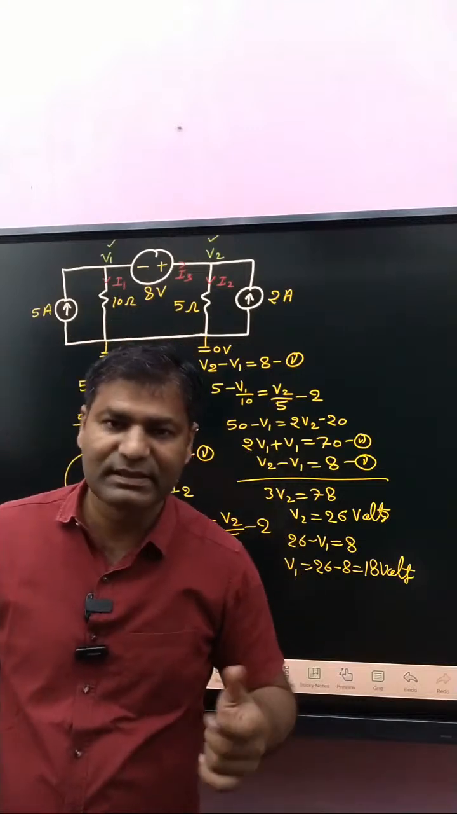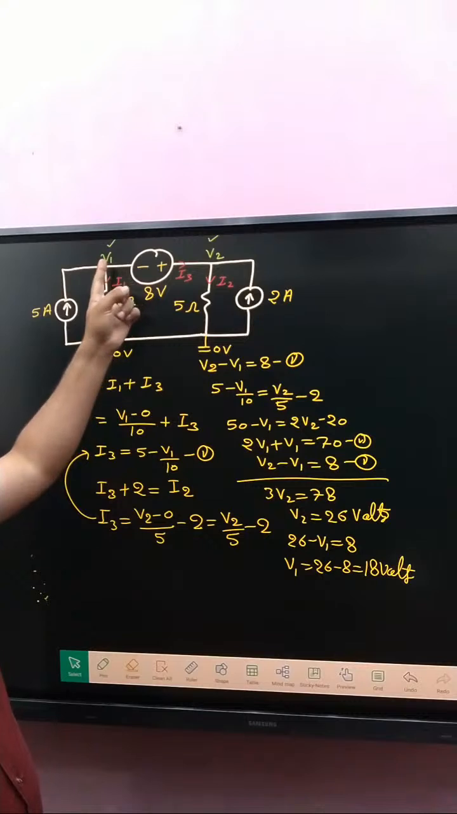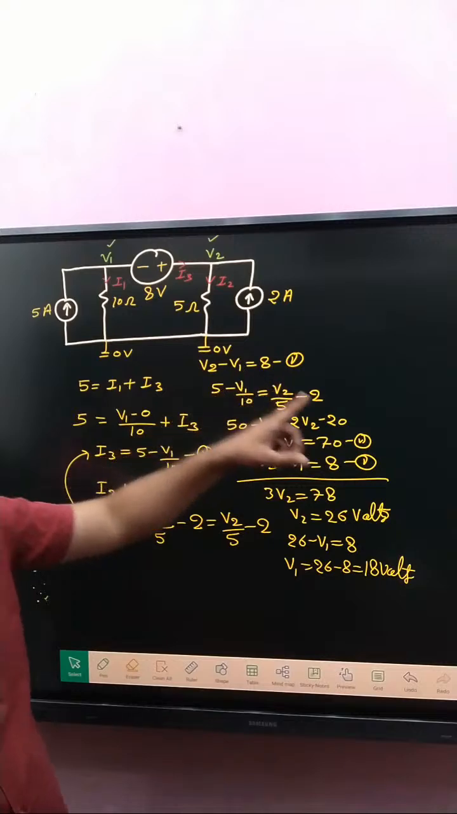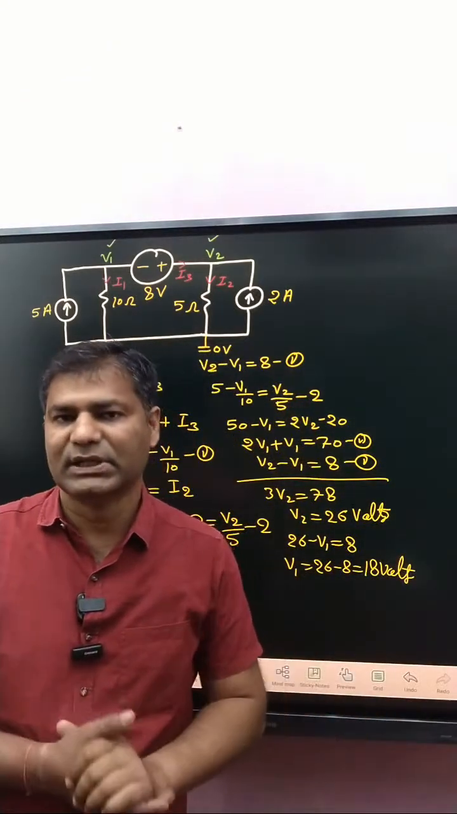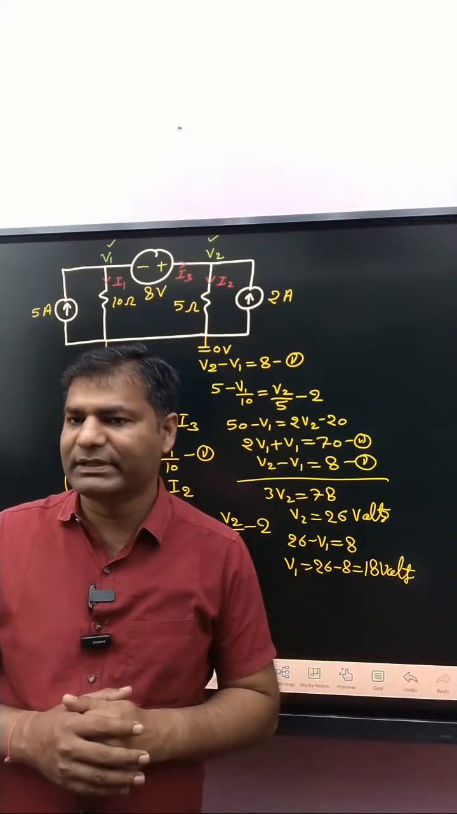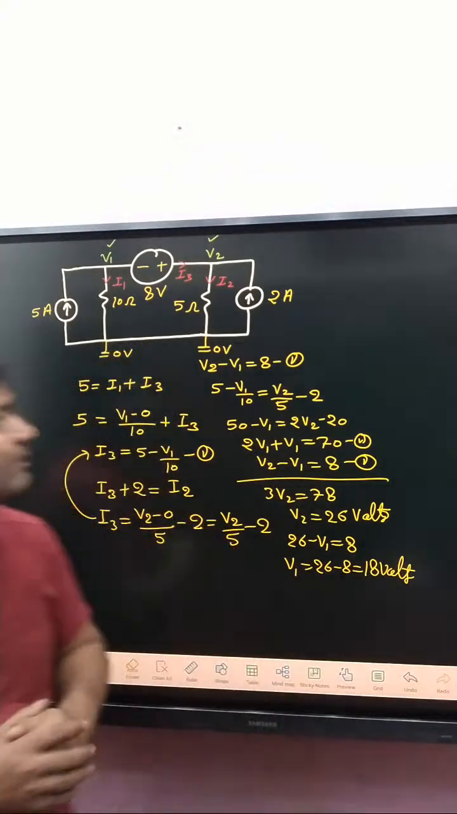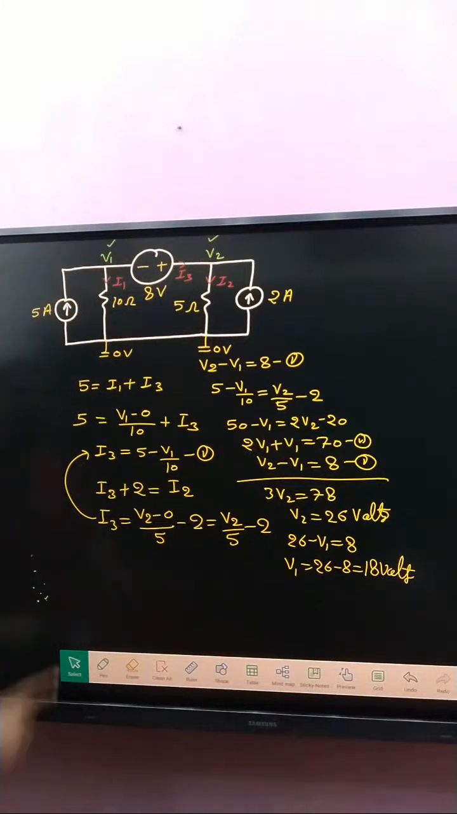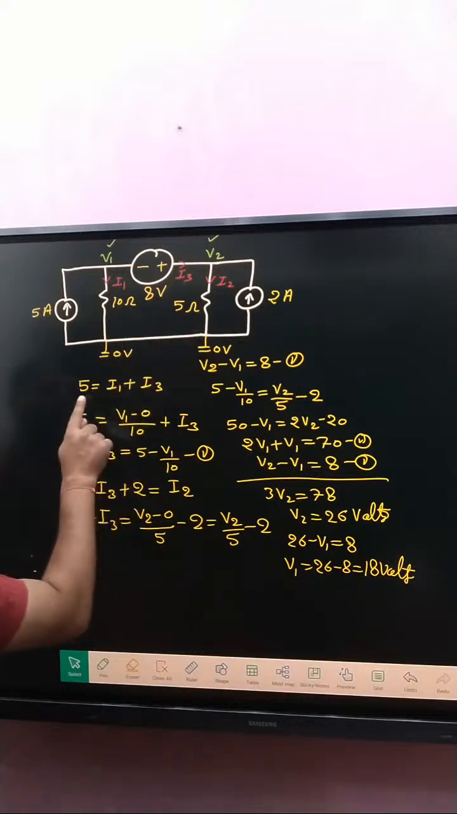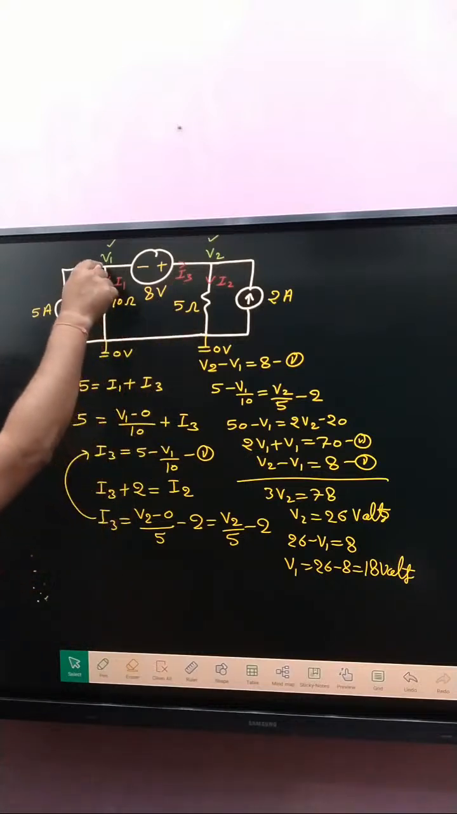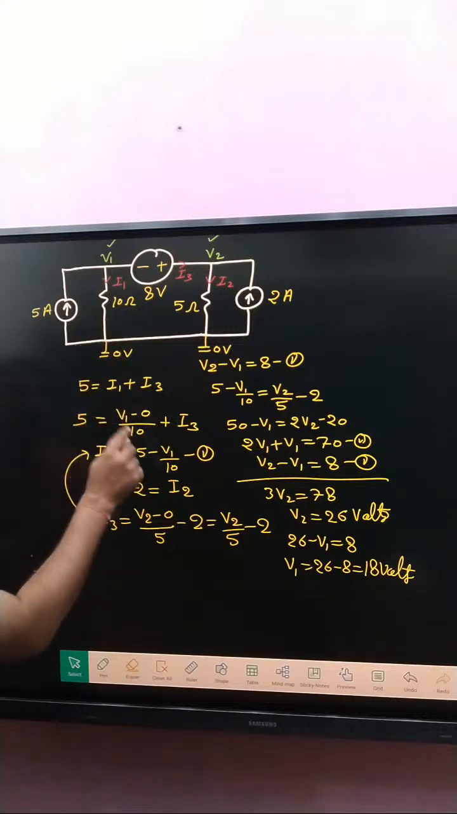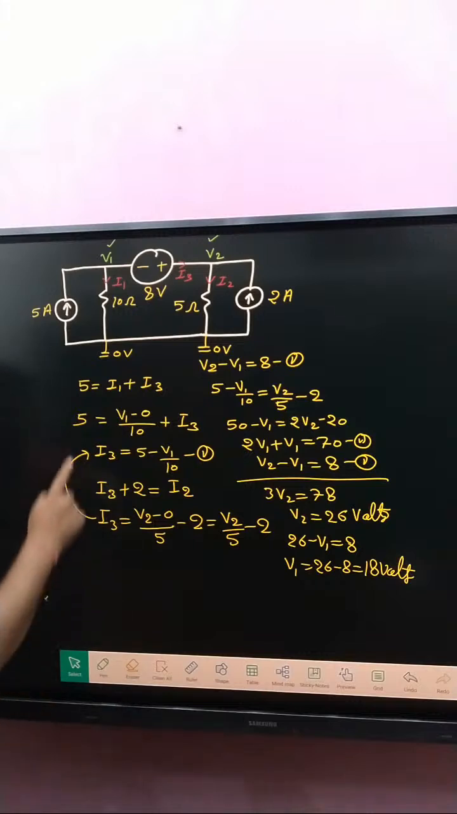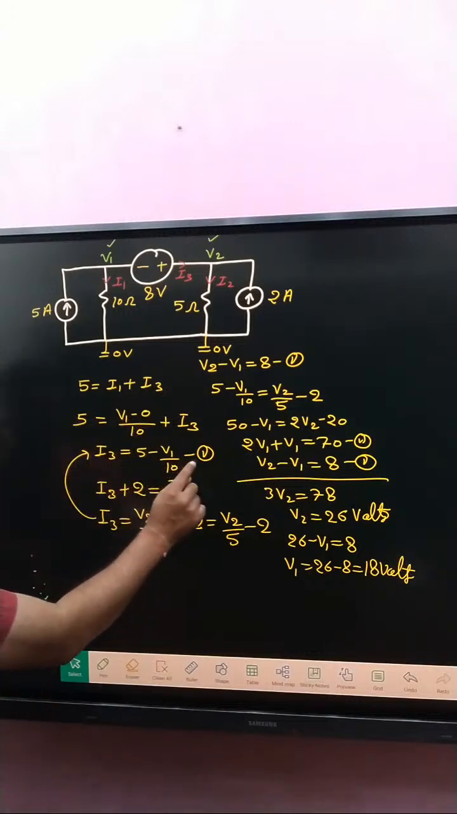After that, next target is V2 minus V1, this is equal to 8 volt. Already discussed why V2 minus V1 is equal to 8 volt. Now next step, apply KCL at that node. Incoming current 5 ampere, outgoing current I1 and I3. So 5 is equal to I1 plus I3. What about I1? I1 is V1 minus 0 divided by 10. And I3 is written simply like that. So after solving this, we got I3 like that.